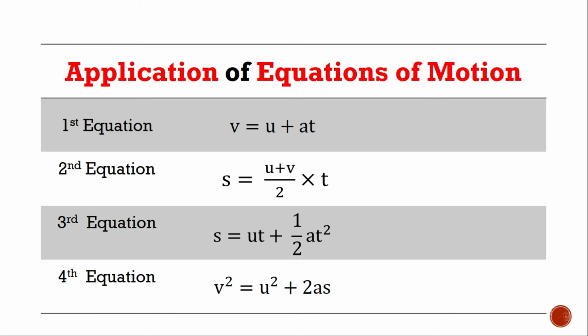If you see these equations properly, you'll find that each one of these equations lacks one of the 5 variables from our SWAT abbreviations. If we look at the first equation, which we derived from the definition of acceleration, v equals u plus at, this equation lacks s or the displacement. So if a question doesn't give us the value of s, or if it doesn't ask for this value, we'll be using this equation there to solve the problem.